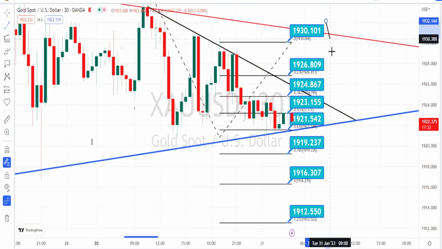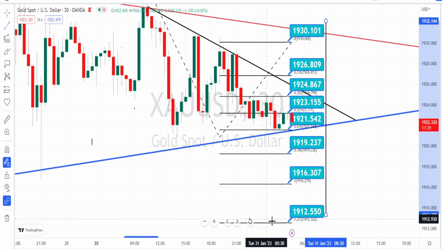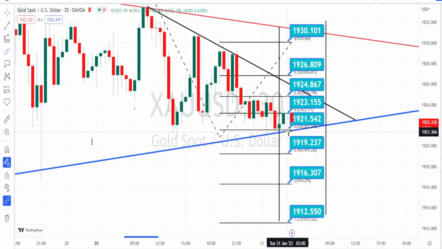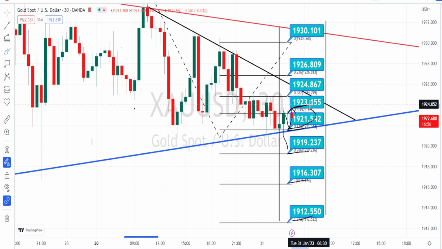So the values within these blue color boxes are the resistance and support levels for current price action in 30 minutes time frame. Currently the price action is trading between the support level of 1921 and resistance level of 1922. Once the support level is broken, the next level of support is going to be around 1919, 1916 and 1912. And if the price action takes support on this support level of 1921 and bounces back on the bullish side retracement, the immediate resistance is going to be around 1923, 1924, 1926 and 1930.